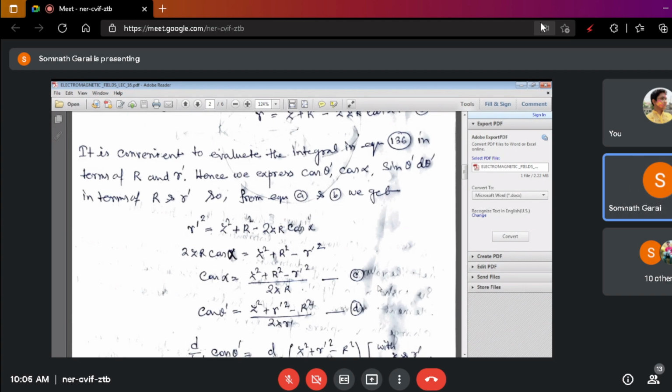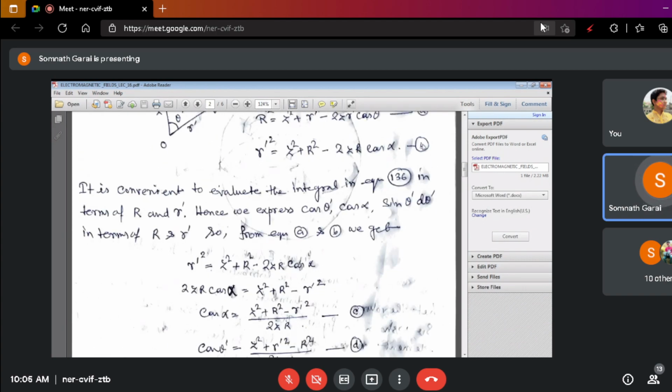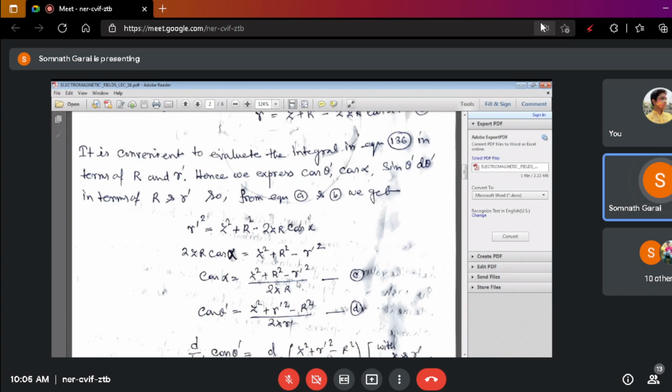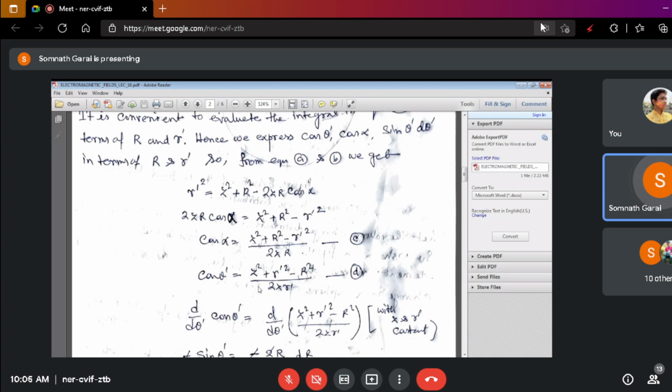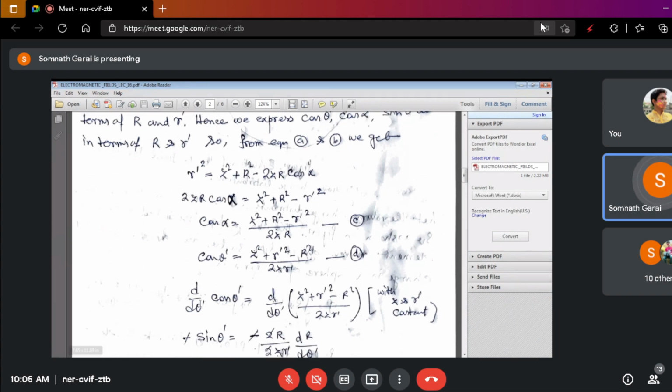Right? Now, from equation number A, we can similarly calculate cos theta dot, which is equal to z square plus small r dot square minus capital R square divided by 2z small r dot. Clear? Now, to determine sin theta dot d theta dot, we differentiate cos theta dot with respect to d theta dot.